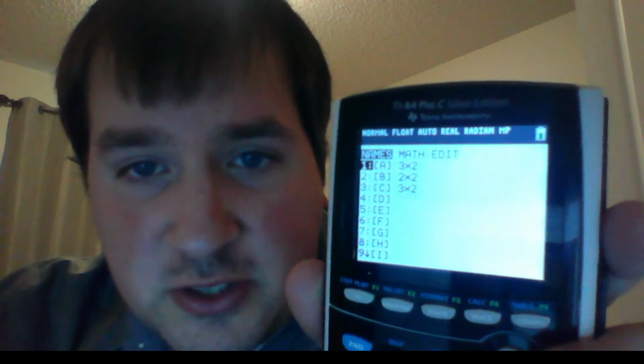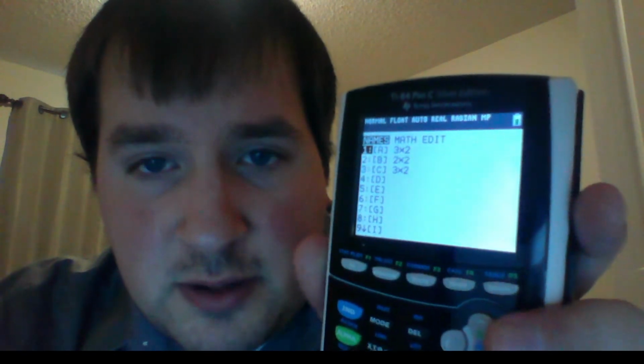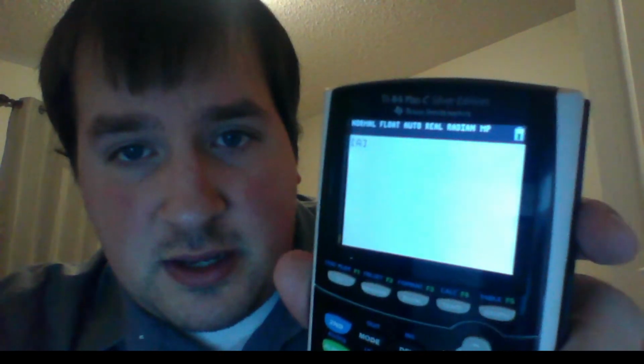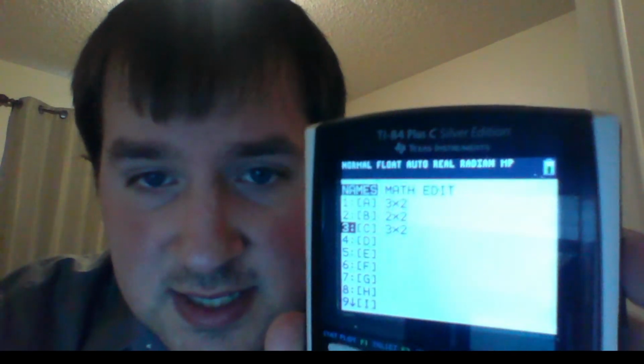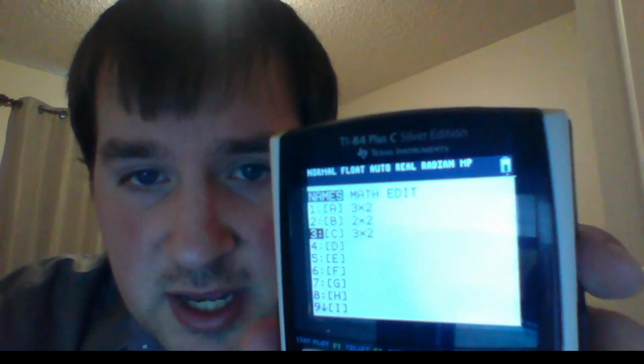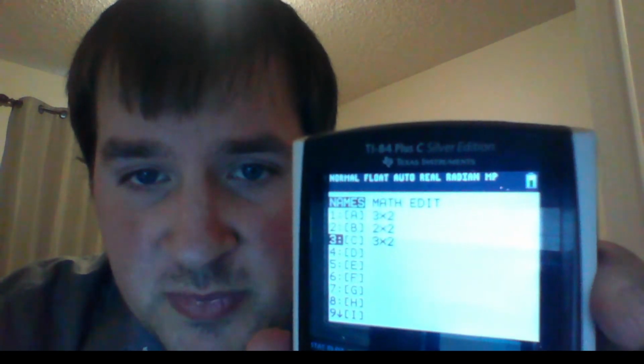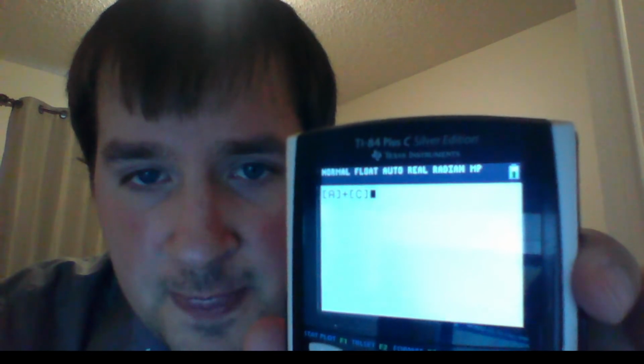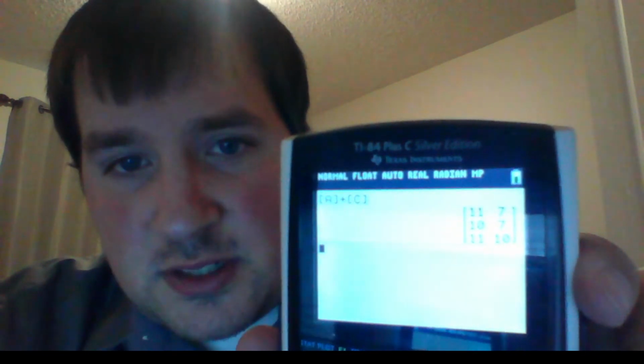So if we go under our matrices, so we have a 3x2 matrix. If we click on that matrix A, we can then add that matrix C since it's the same size. And so even under the names, it still shows you the size of those matrices as well. And then I'll just add them for you. Same thing with the matrixcalc.org.